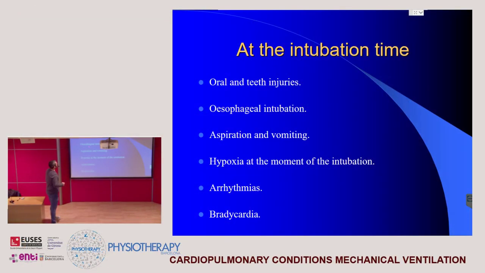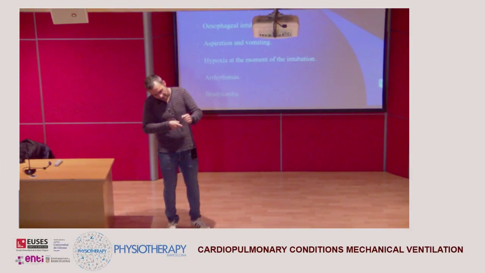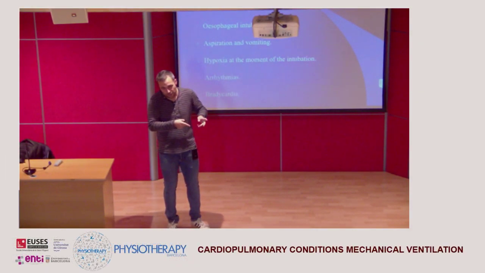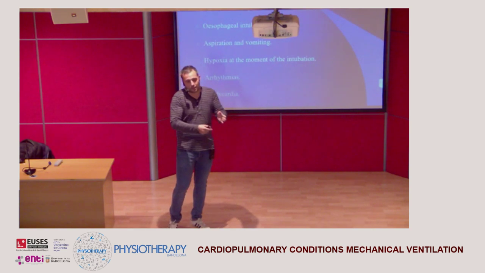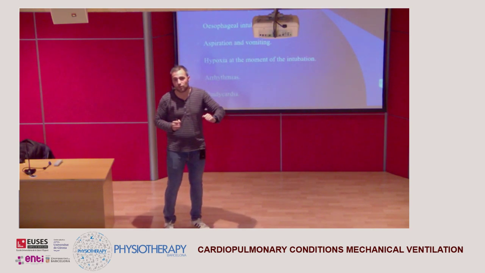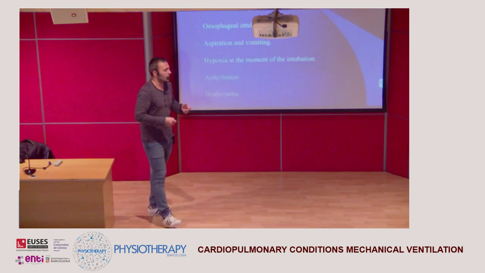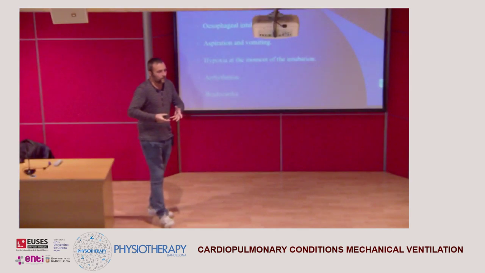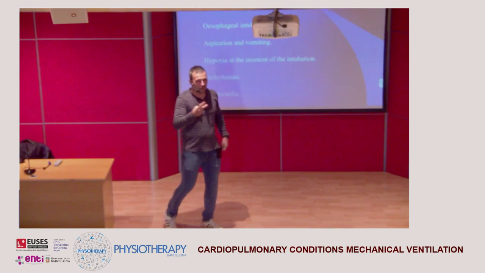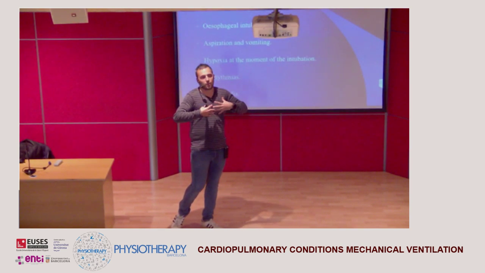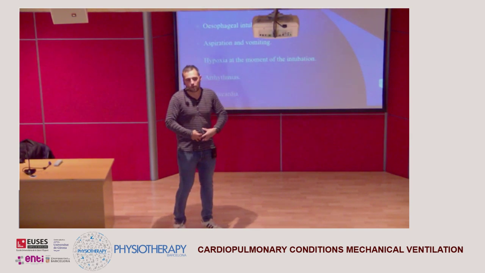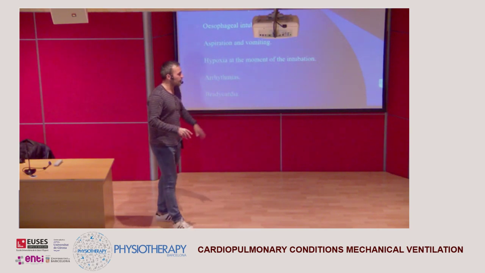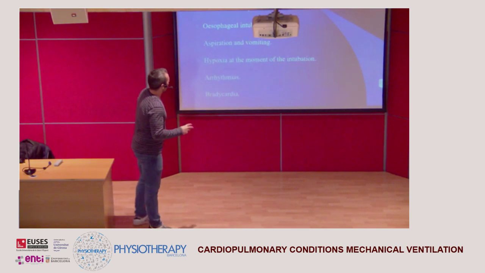Also, something very usual is an esophageal intubation. Remember that when you are crossing the larynx, there are two ways, the esophagus or the trachea. But if you go fast, you can go through the esophagus. This is one of the reasons that when you intubate with an AMBU, you have to perform an insufflation and look at whether the insufflation is being performed on the thorax or on the stomach. That will tell you where you are.